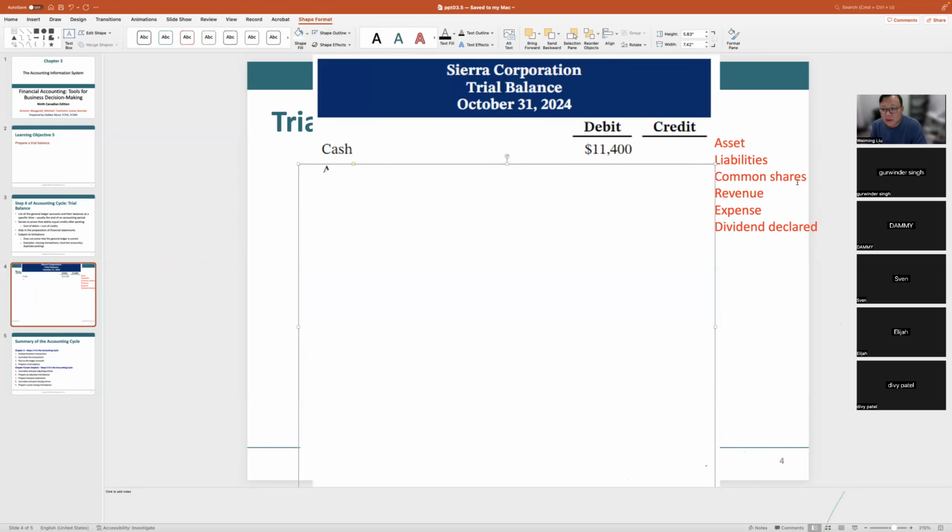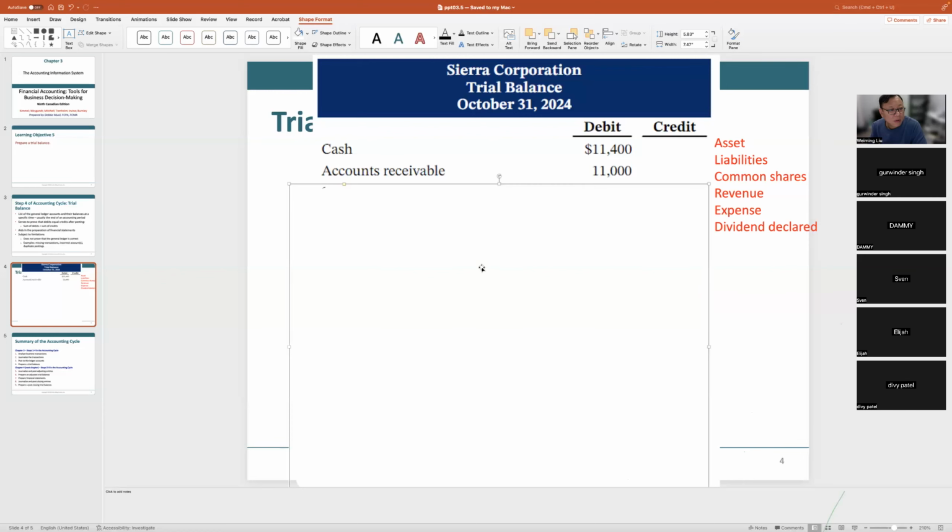So cash, is this an asset, liability, common shares, revenue, expenses? Asset, right? So it has a normal debit balance. Accounts receivable, asset. What is accounts receivable? This is the money you are able to collect from the customer. The customer has already taken away your goods, or you performed a service for them. Let's say I went to a barber shop, they cut my hair, and I haven't paid their $30. They didn't receive the cash $30. Instead, they have accounts receivable from me for $30.